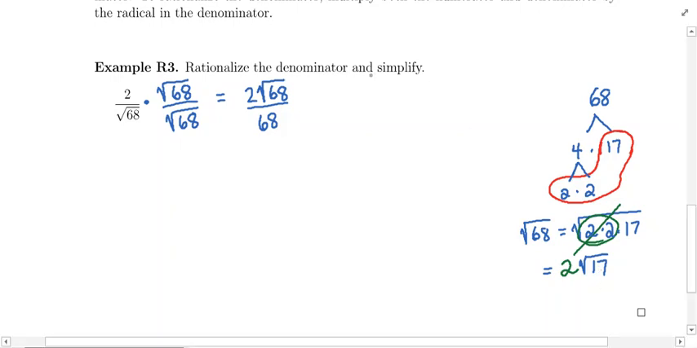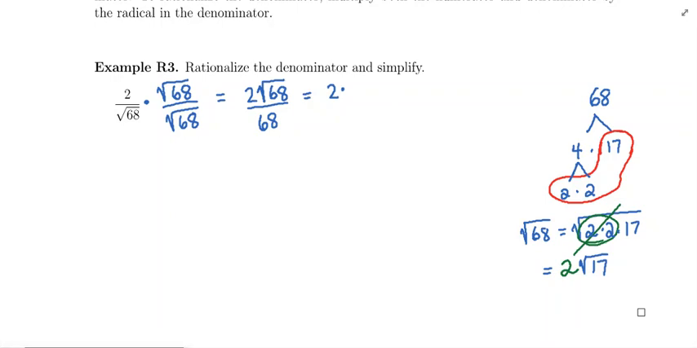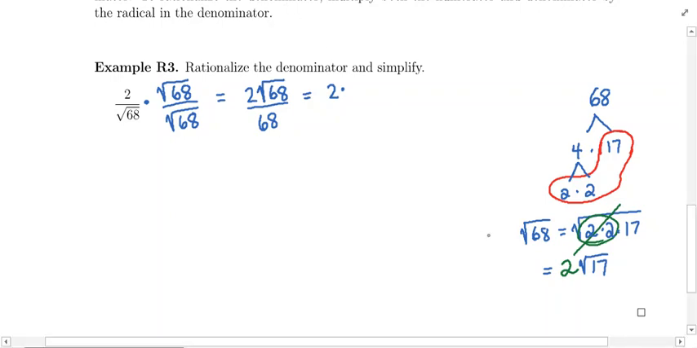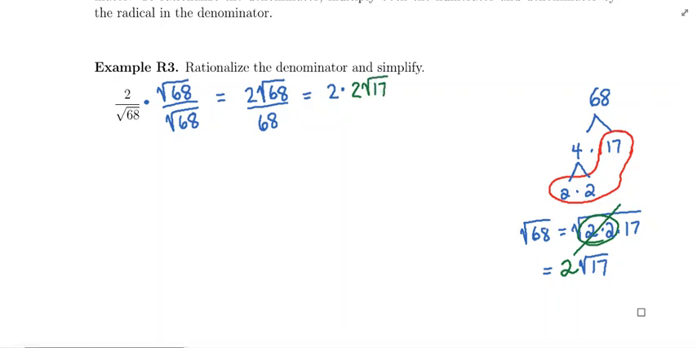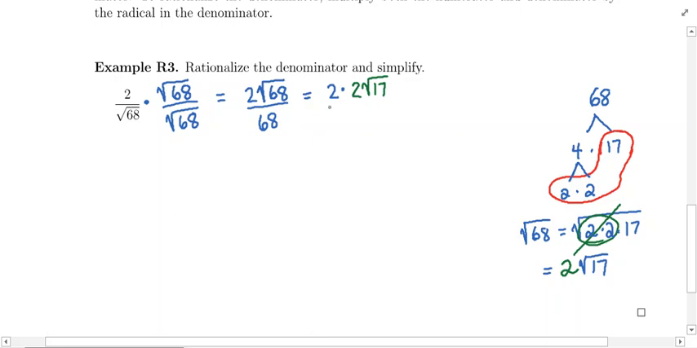All right, so now that we've simplified our square root, let's return to where we left off. In the numerator, we already had a 2 there, so I'm going to leave that 2. And then the square root of 68 is the same thing as 2 times the square root of 17. So now that's our numerator. In the bottom, we still have 68.